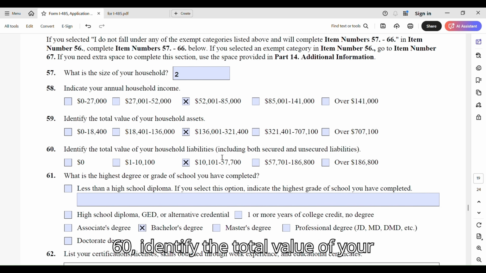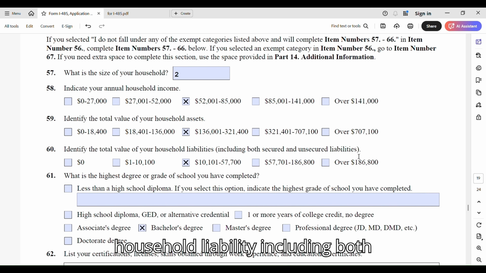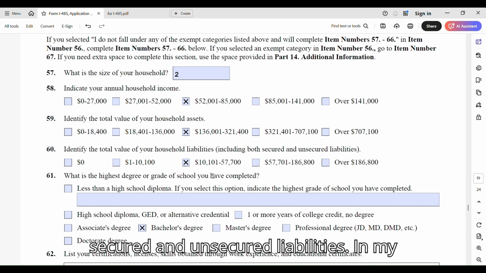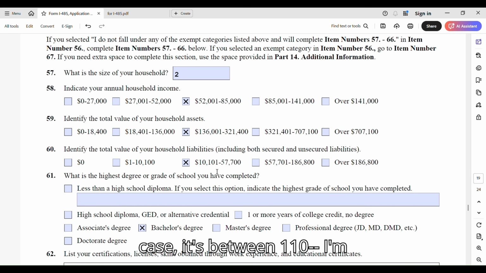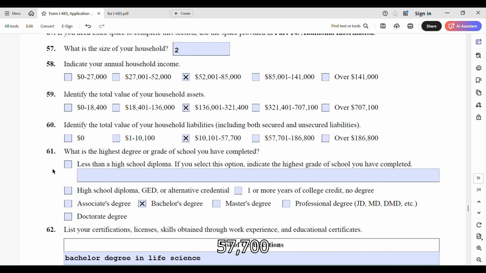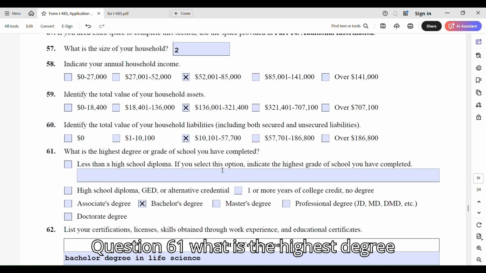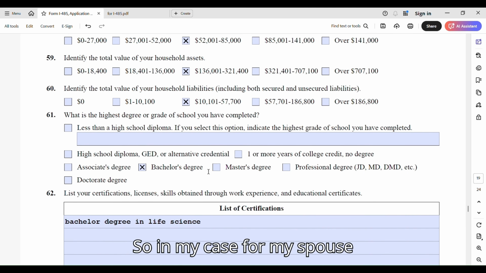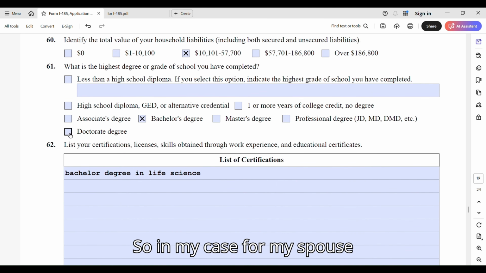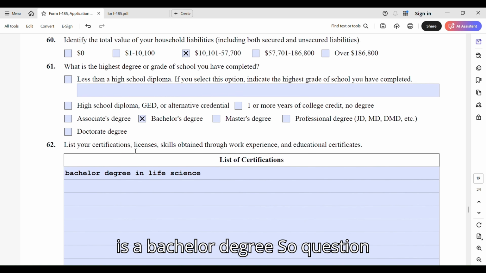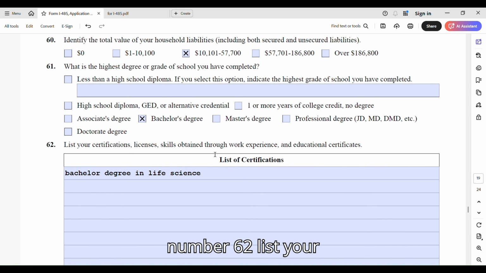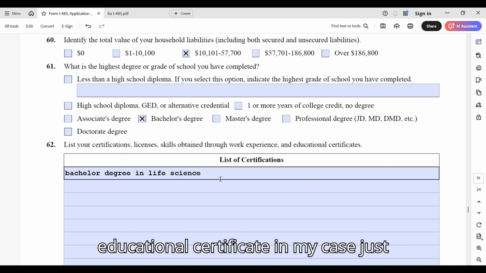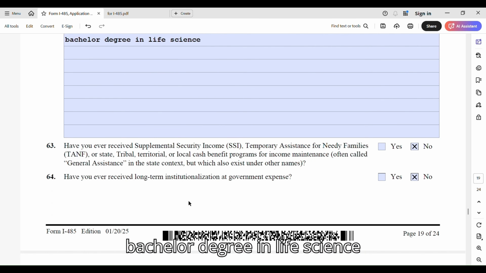Question number 60, identify the total value of your household liabilities, including both secured and unsecured liabilities. In my case, it's between $10,101 and $57,700. Question 61, what is the highest degree or grade of school you have completed? In my case, for my spouse, it is a bachelor's degree. Question number 62, list your certifications, licenses, and skills obtained through work experience and educational certificates. In my case, just a bachelor's degree in life science.